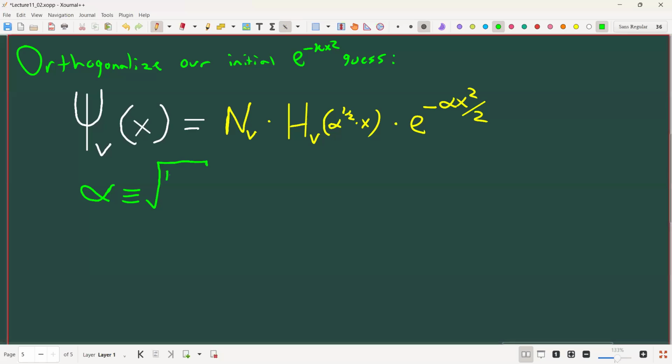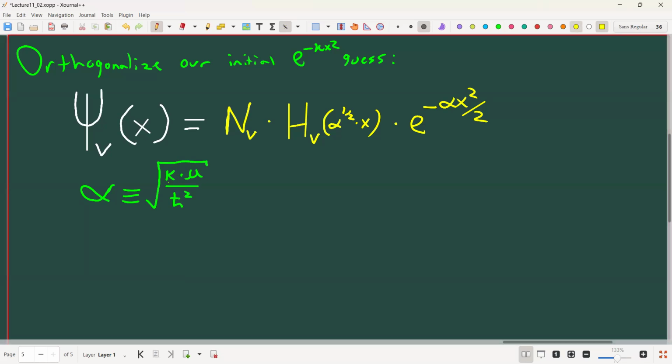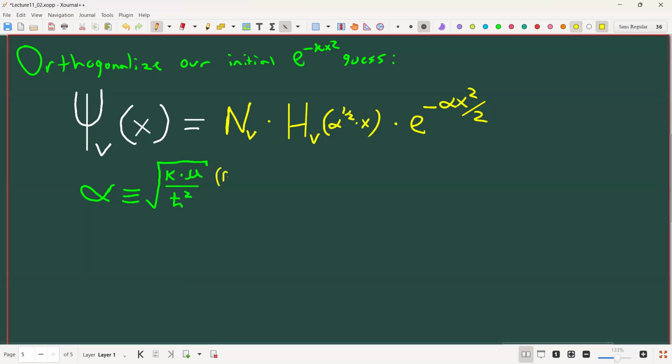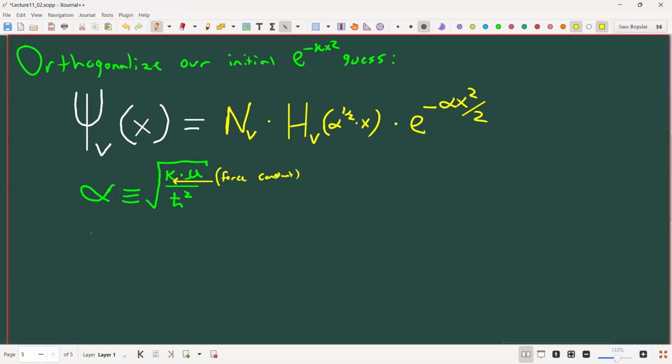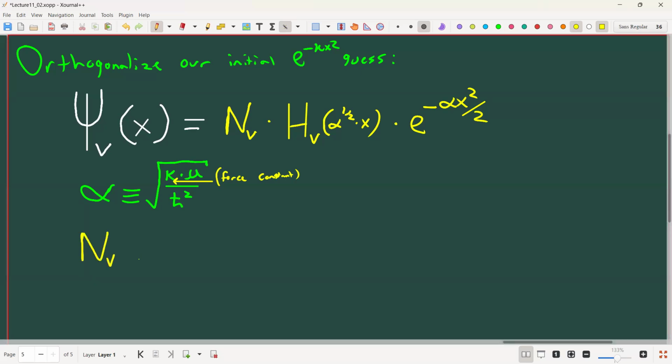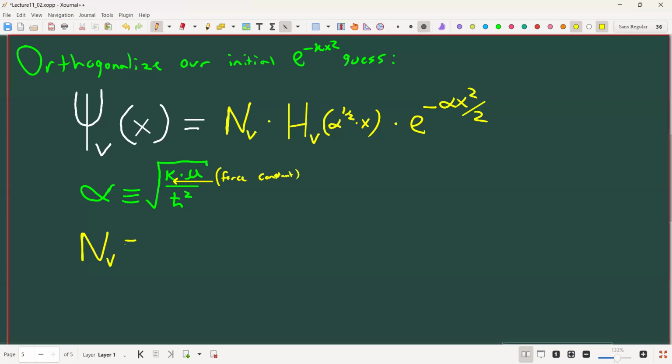So this is equal to k times the reduced mass over h bar squared. This is the spring constant. This is the force constant. So alpha is the square root of k times mu over h bar squared. Right, N_v is our normalization constant. This is what makes the square of the wave function integrate to 1. It's the normalization constant.